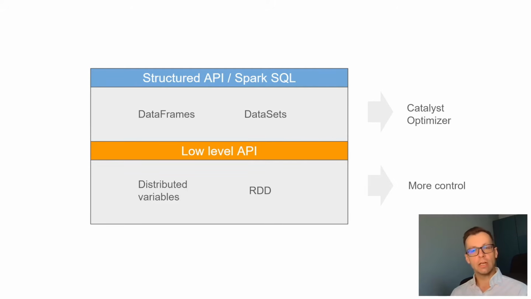We can still use the RDD API, but nowadays it's considered the low-level API. It gives us more control, but it's less intuitive, and it's not optimized by Spark by default. But we are going to see that in action.